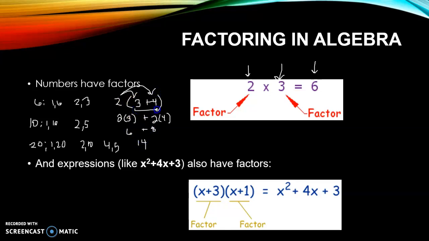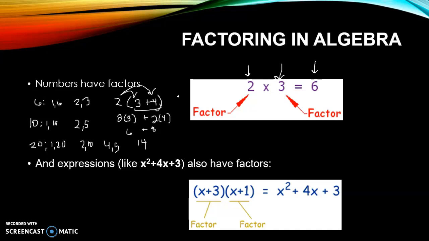Or we could have combined those factors here at the beginning and just have done 2 times 7, which is also 14. So the distributive property is multiplying factors. Every number has factors, and you should be able to list the factors of a given number.